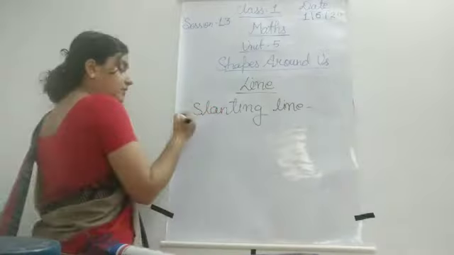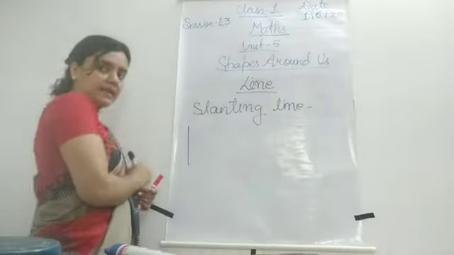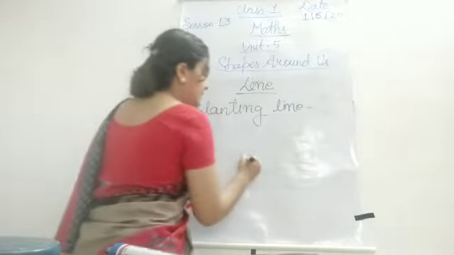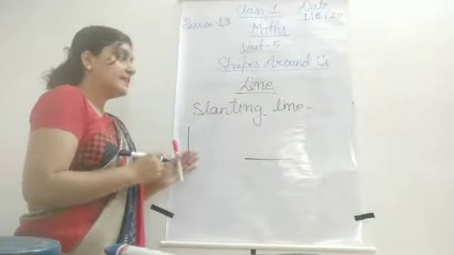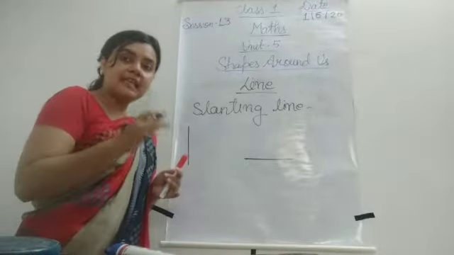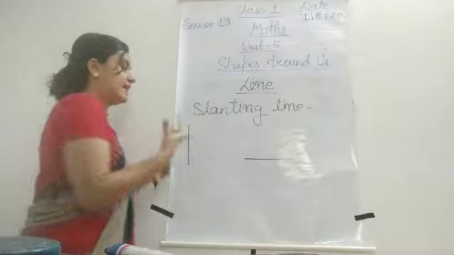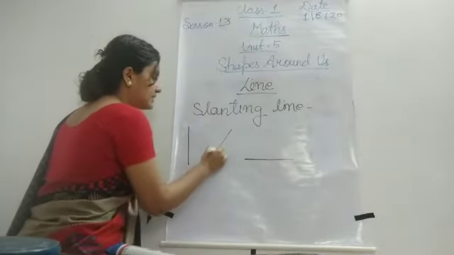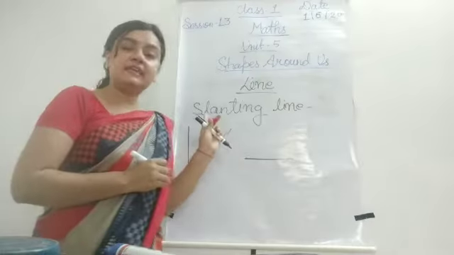So what are standing lines? The lines which are standing. What are sleeping lines? The lines which are sleeping. This line is between both the lines. Neither is this line standing nor is this line sleeping. Slanting lines means this line will be like this.